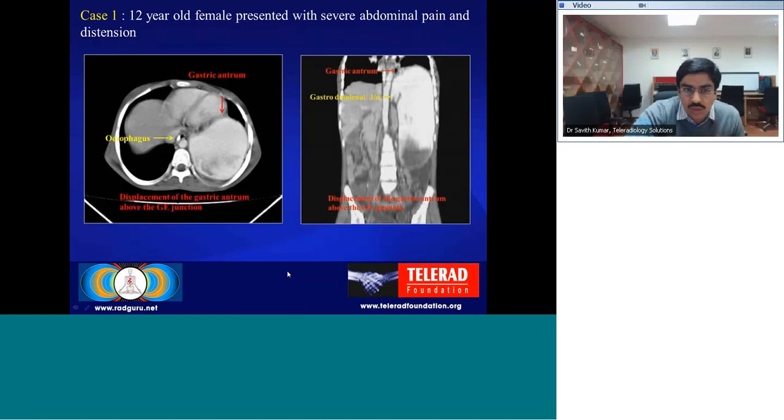So let's go to the first illustration. It's a 12-year-old female who presented with severe abdominal pain and distension.